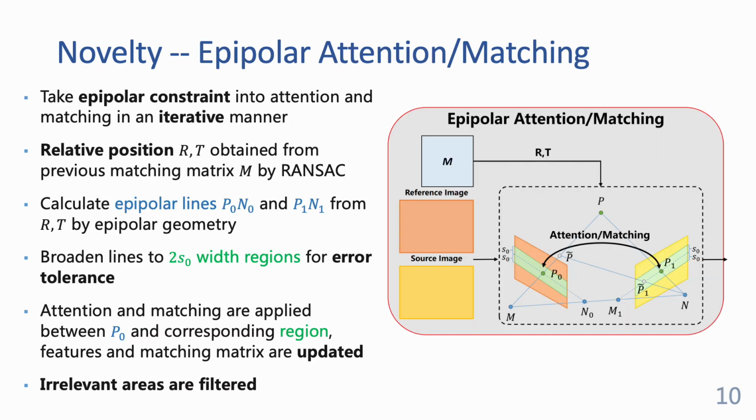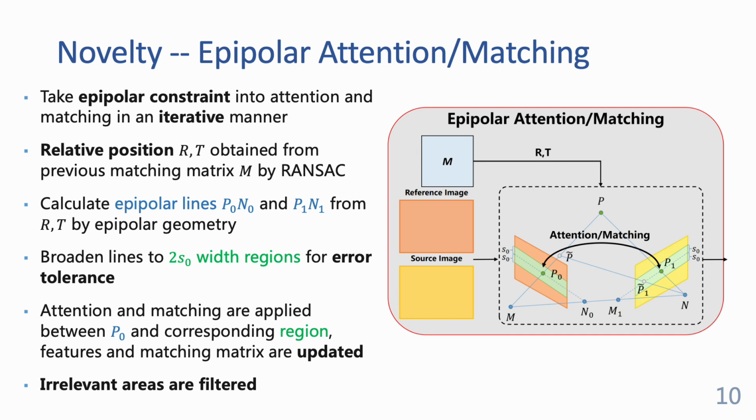Our second novelty is epipolar attention and matching, which takes epipolar constraint into the attention and matching process. The attention and matching are conducted in an iterative manner. First, we obtain relative position, R, T, from the previous matching matrix, M, by the RANSAC algorithm. Then epipolar lines such as P0N0, P1N1 can be calculated from relative position by epipolar geometry. Here, we broaden epipolar lines to regions with a set width for error tolerance, marked as green.